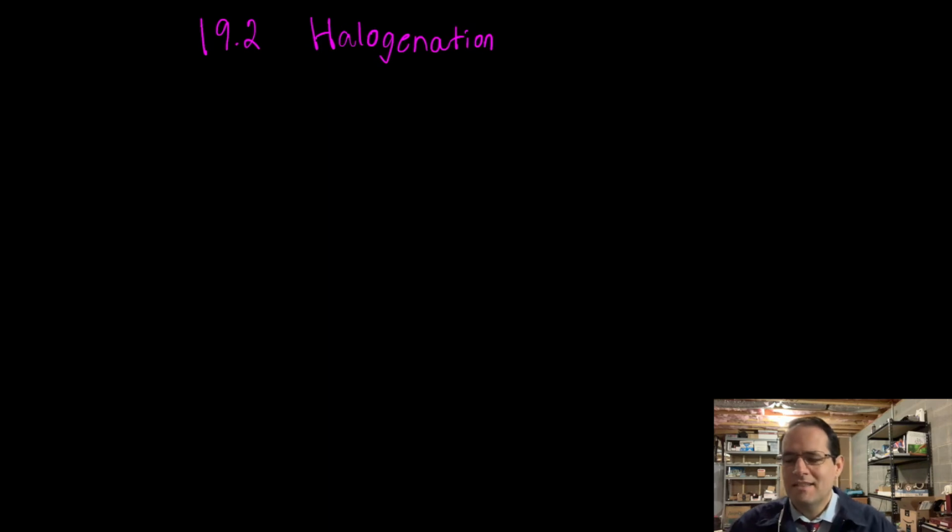Welcome back. This is section 2. We want to talk about electrophilic aromatic substitution of benzene rings to install a halogen, say bromine or chlorine.